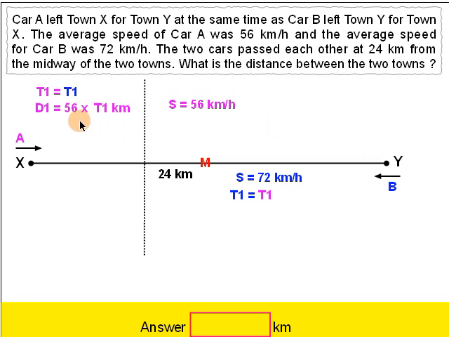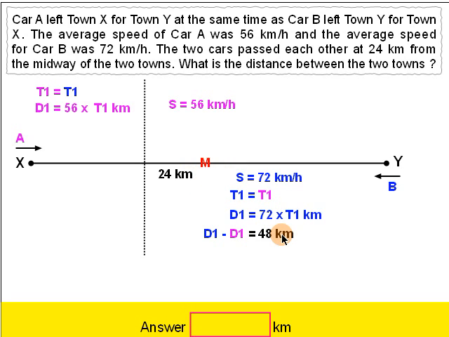So the distance traveled by car A until where they met is 56 times t1, and for car B it is 72 times t1. But the distance traveled by car B as compared to car A is 24 km times 2, 48 km more. Why is it so? You see, for the same amount of time, car A traveled until here, 24 from the midpoint. If it were the same distance, then car B should be 24 after the midpoint, more toward Y as well. So 24 plus 24 gives us 48.